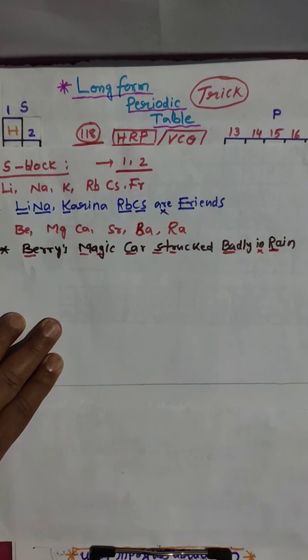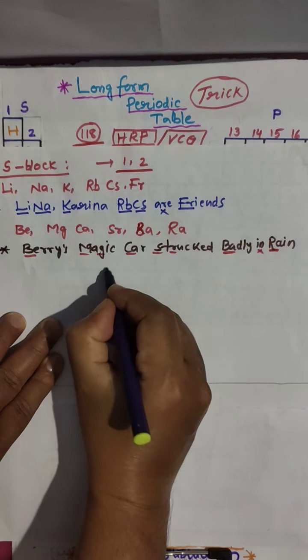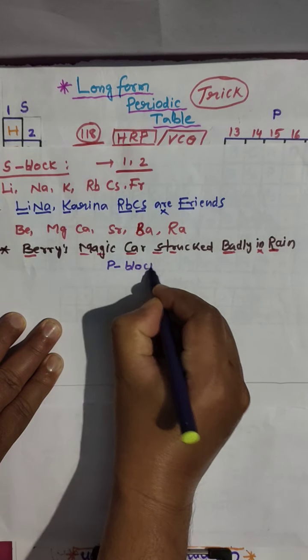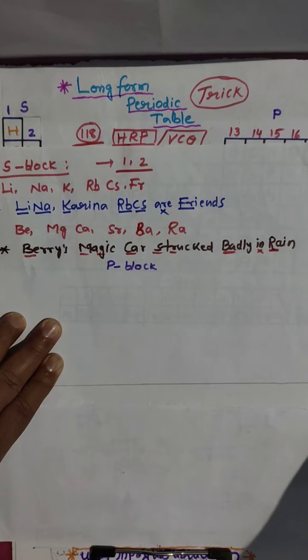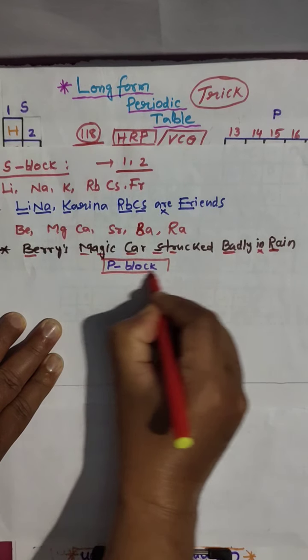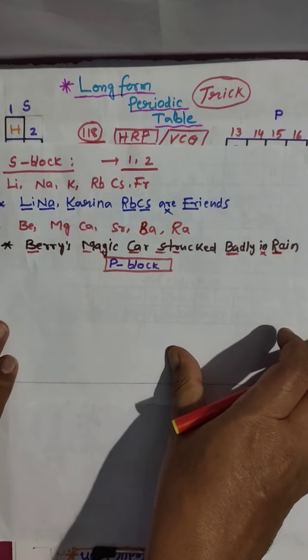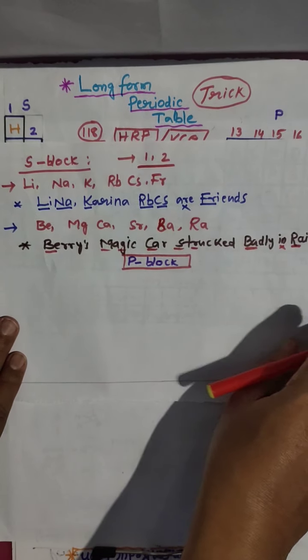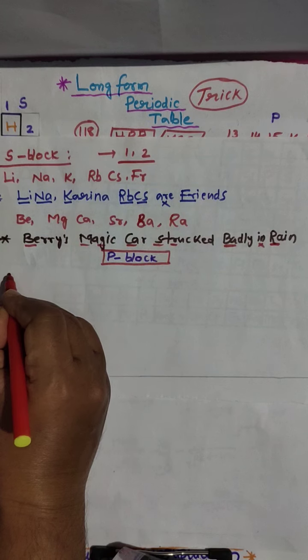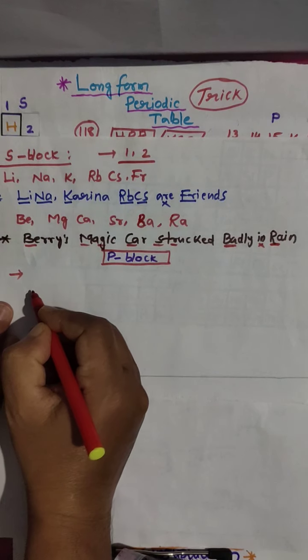Let me go for the P block. In the P block we have 6 groups. How to remember all these elements with an easy trick? Let me take the first one, which is group 3.